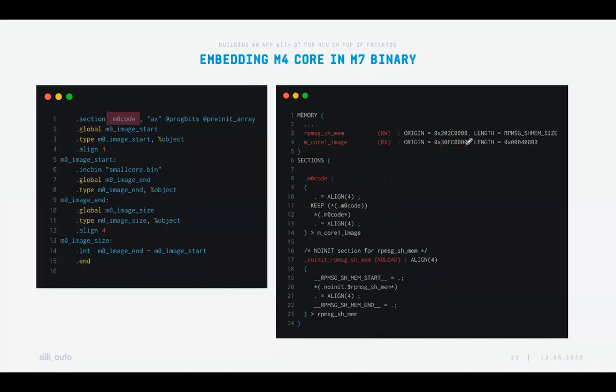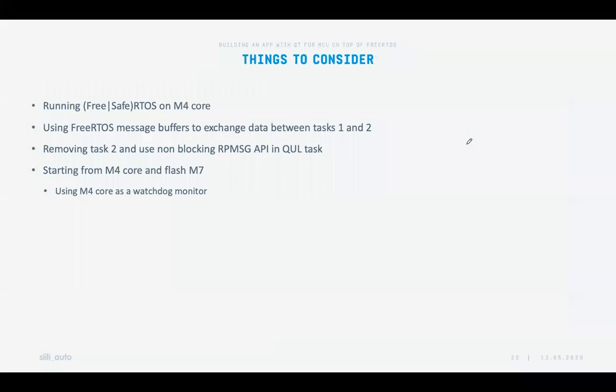Okay, so this was a very simple example. Some things that we could consider: the M4 core part was implemented on bare metal. We didn't use any operating system. Actually, we could use either FreeRTOS or SafeRTOS. With FreeRTOS, we could leverage FreeRTOS message buffer to exchange data not only between task 1 and 2, but we could also use that to exchange data between cores, M4 and M7. So we could create message buffers and exchange data without RPMSG.